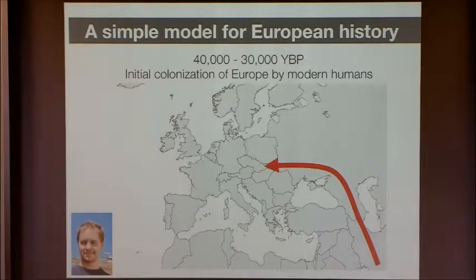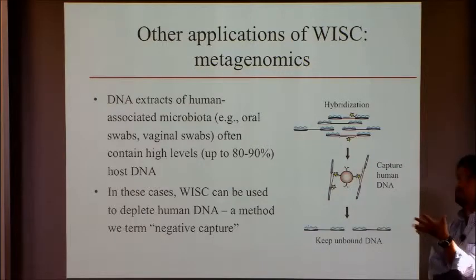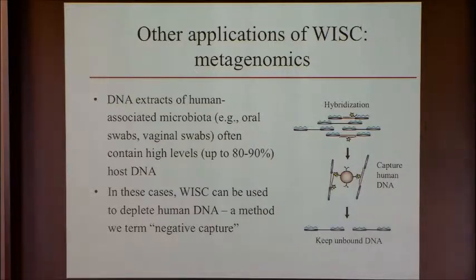I'm going to just turn to the last bit, which won't take very long. So you can imagine that in the same way that we can do positive capture, instead of sequencing what you've captured, you could do some clever things and sequence what you didn't capture. So keep the unbound DNA. And you might ask, well, why on earth would you want to do that? There are certain scenarios, particularly in metagenomic applications, where there's a lot of interest in low-level bacteria or viruses that may be circulating.